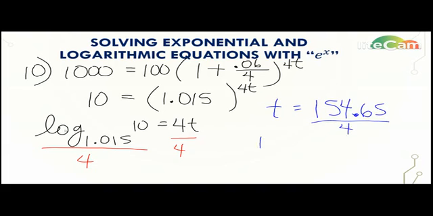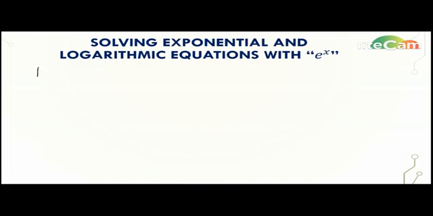Okay, so watch. We've got the log first. So you're going to go log 10 divided by log of 1.015. That'll give you 154.65. And then you have to divide by 4 at the very end. That will give us the time of 38.66 years. I think the book might have said 38.75, but that'll be okay.